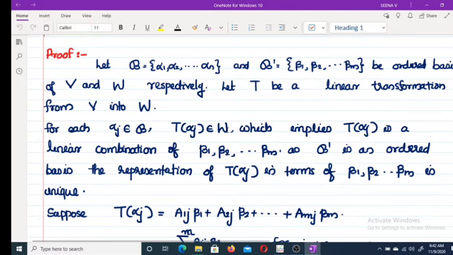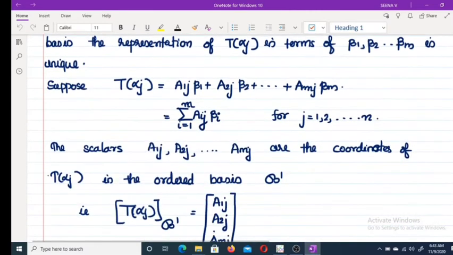Therefore, as beta 1, beta 2, etc., beta m is a basis, you can express T alpha j in terms of beta 1, beta 2, etc., beta m. As it is an ordered basis, this representation is unique. So we can consider the coordinate matrix of T alpha j related to the basis B dash. Clear? So let T of alpha j be equal to A1j beta 1 plus A2j beta 2 plus etc. plus Amj beta m.